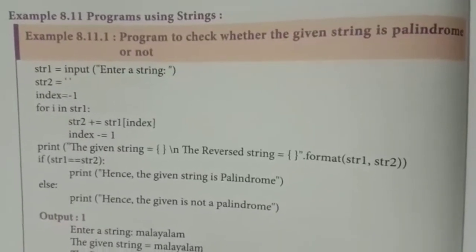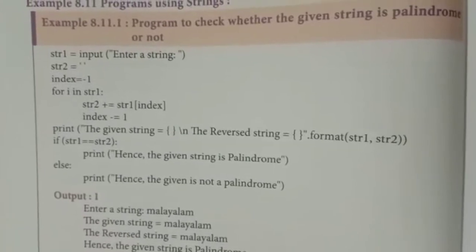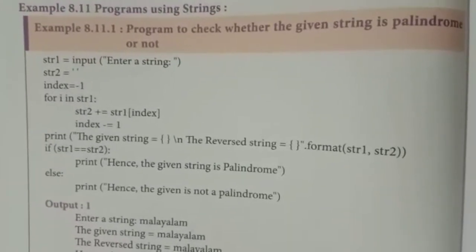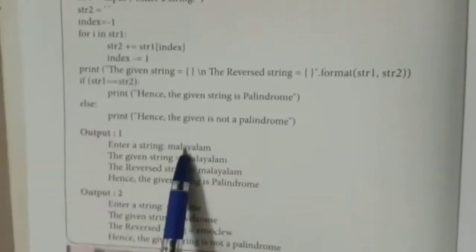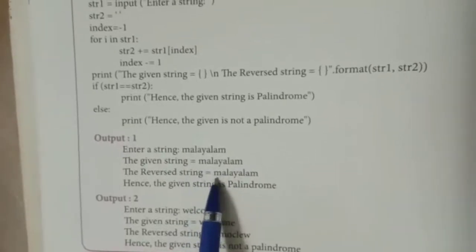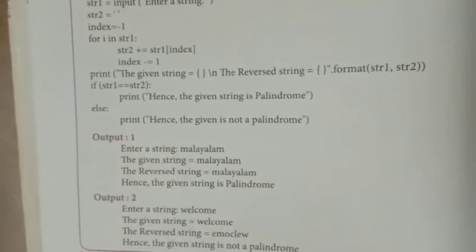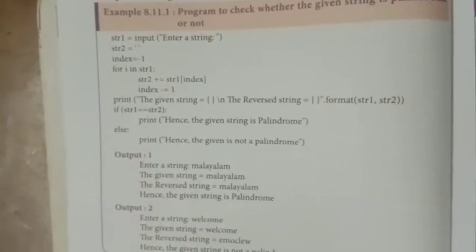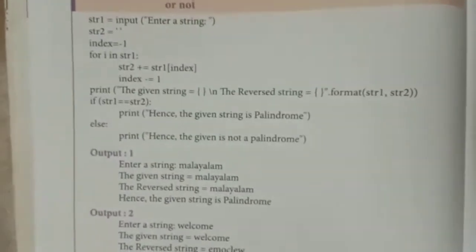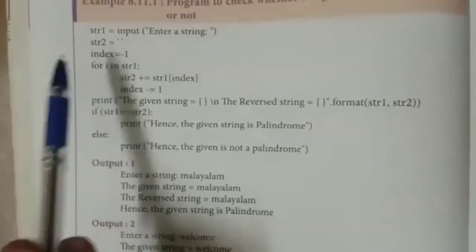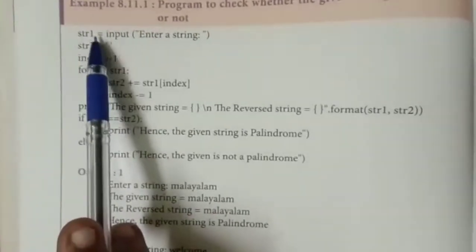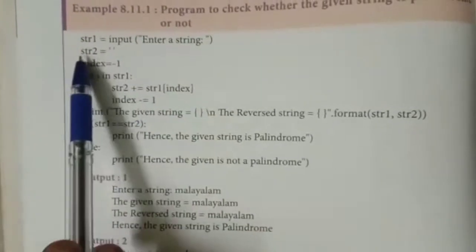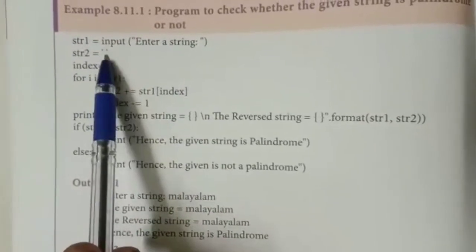Now this program, here you are going to check whether the given string is palindrome or not. What is palindrome? When you enter a string, and when you reverse the string also, you get the same. That is said to be palindrome. Now we are going to enter a string and check whether the string is palindrome or not. So how to do this? First you have two strings, str1 and str2. In str1 we are going to enter the string, and str2 is empty, which means that the reverse of this string will be copied here.